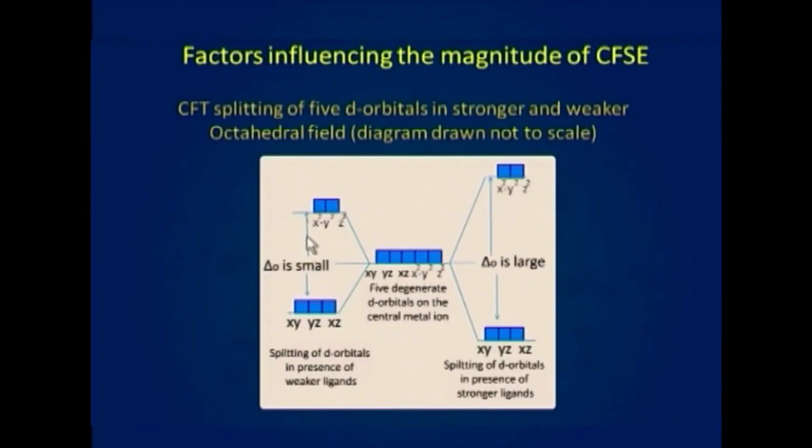This figure shows that not only delta O, which represents the energy difference between the t2g and eg sets of orbitals, is smaller in a weaker field complex than in a stronger field, but also that both the t2g and eg set levels of the weaker field are correspondingly closer to the level of the degenerate 5d orbitals of the metallic ion than are those of the stronger field.